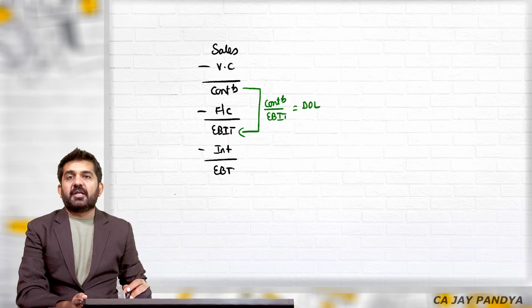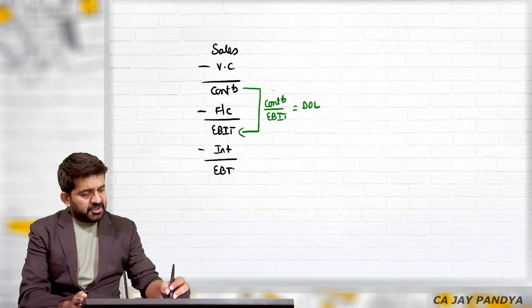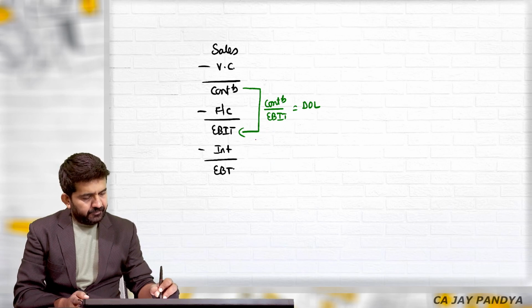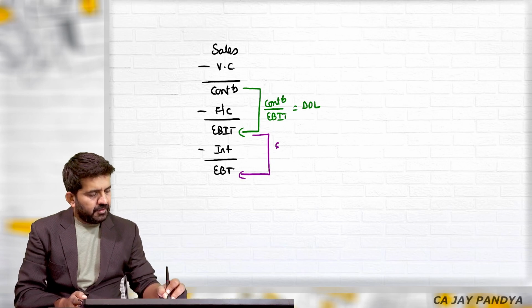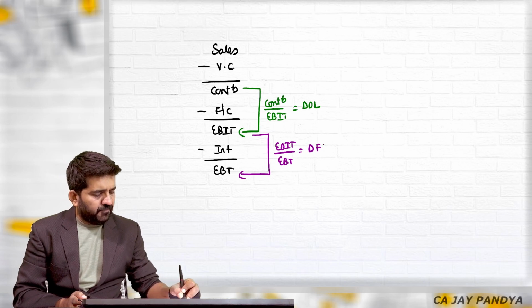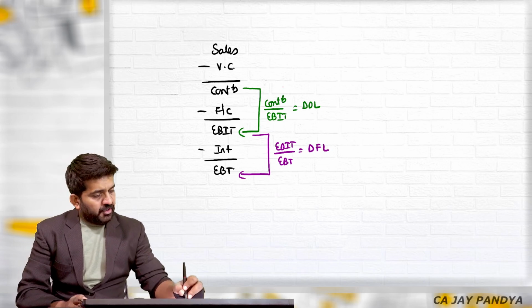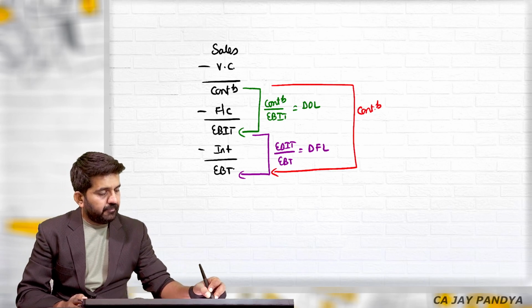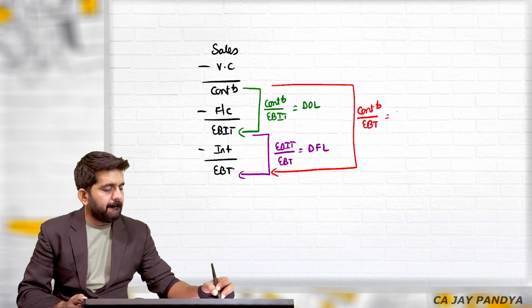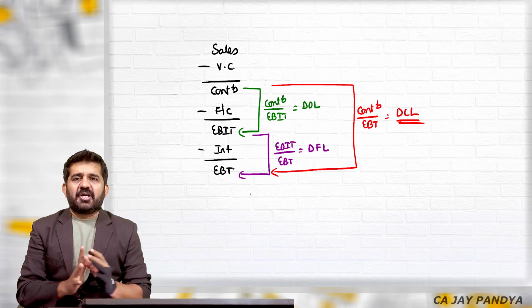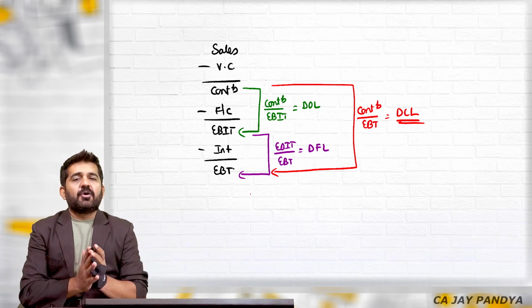Degree of operating leverage. How to find out degree of financial leverage? It is EBIT upon EBT. EBIT upon EBT is degree of financial leverage. How to find out degree of combined leverage? It is contribution divided by EBT. And thus, a chart can give you a good idea or a shortcut way of understanding formulas for leverages.